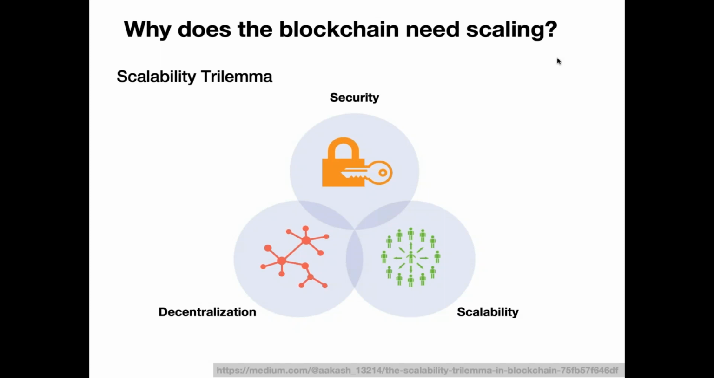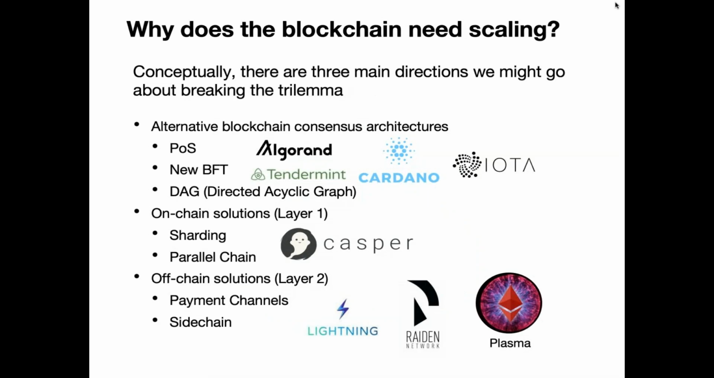Since security is always our priority, we can only choose decentralization or scalability. For example, Bitcoin chose decentralization over scalability, and Visa sacrificed decentralization for scalability, right? So at this point, you may want to ask, can we break this scalability trilemma? And I think the answer is yes, and there are a lot of researchers working to solve this issue.